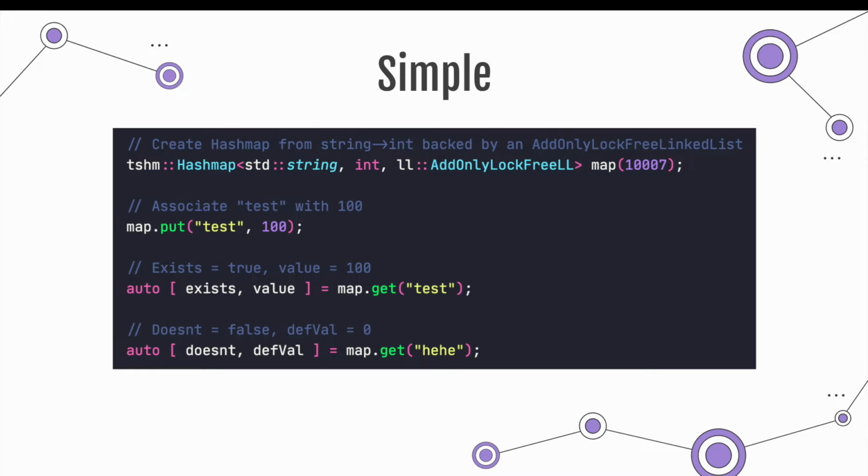We then associate the key test with the value 100. Finally, we provide 2 examples of lookup. The get function returns a Boolean generic pair, which can be destructured on call. The Boolean value will be populated with the existence of the key, and the generic with the key's associated value. If the key does not exist, this will call the generic's default constructor.